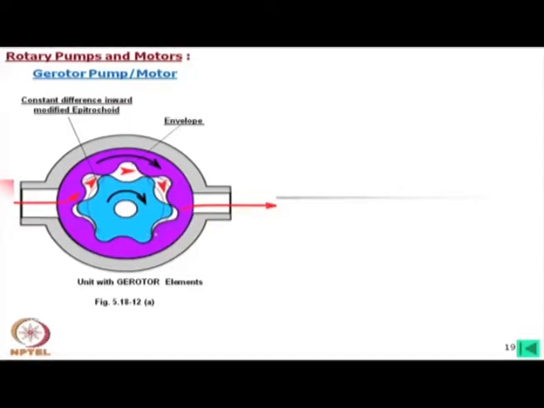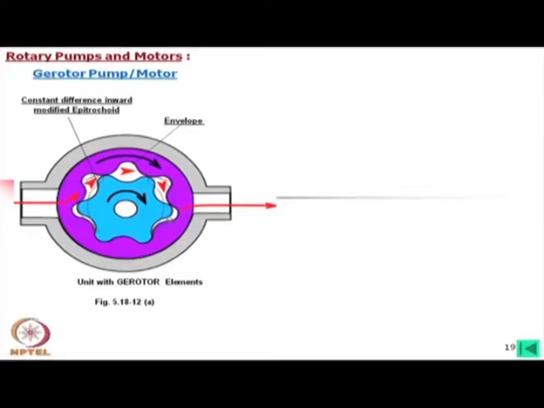Here also we can use this type of kidney port, but this kidney port feature is slightly different than in the ordinary vane type pump. Now, this also can be used as a motor.